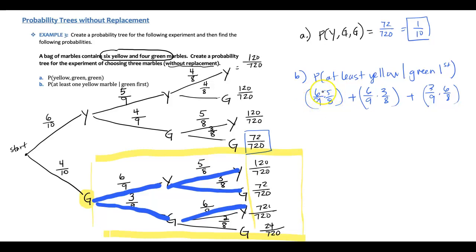So our first product would end up being 30 out of 72, our second 18 out of 72, and our final 18 out of 72, giving a total of 66 72nds, and then reducing, we get 11/12. Now again, you could reduce sooner if you prefer. I tend to reduce in that last step.